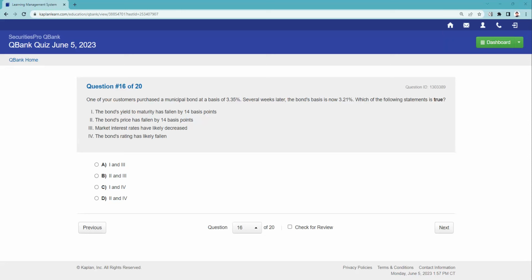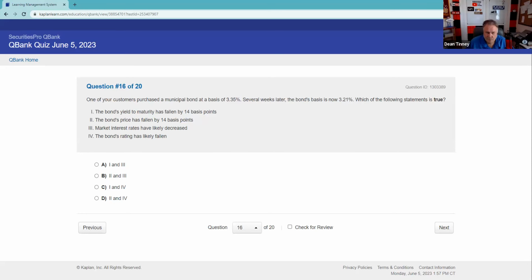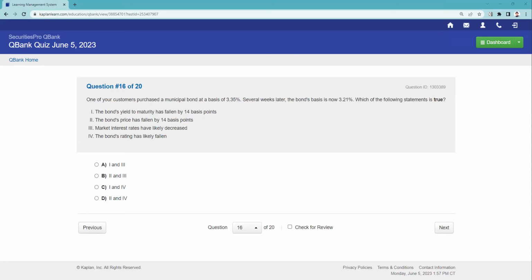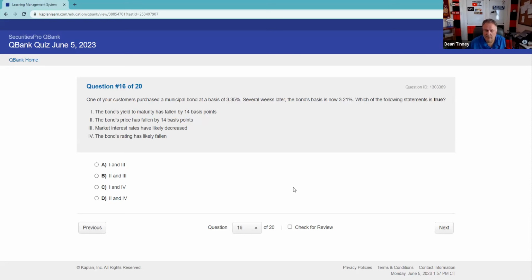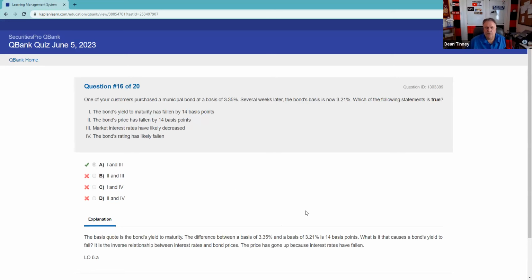Okay, so it went down by 14. So the yield to maturity has fallen by 14. Right on. And interest rates have decreased. So if interest rates went down, the bond went up, and you are correct. So excellent. You're doing really good on these judgment questions. Really good. That's 14 bips, the difference between 335, excuse me, and 321. So it was the yield. The bips, basis points, bips always mean yield.